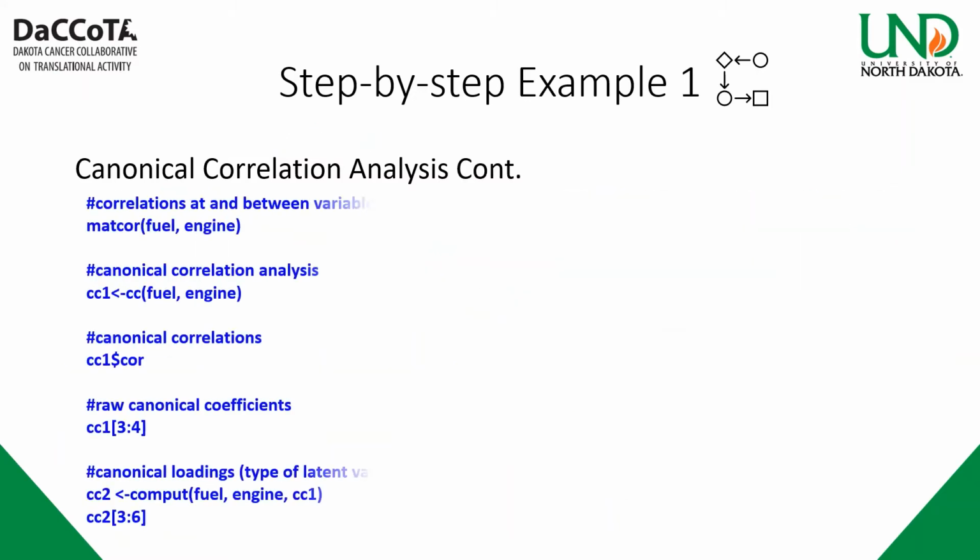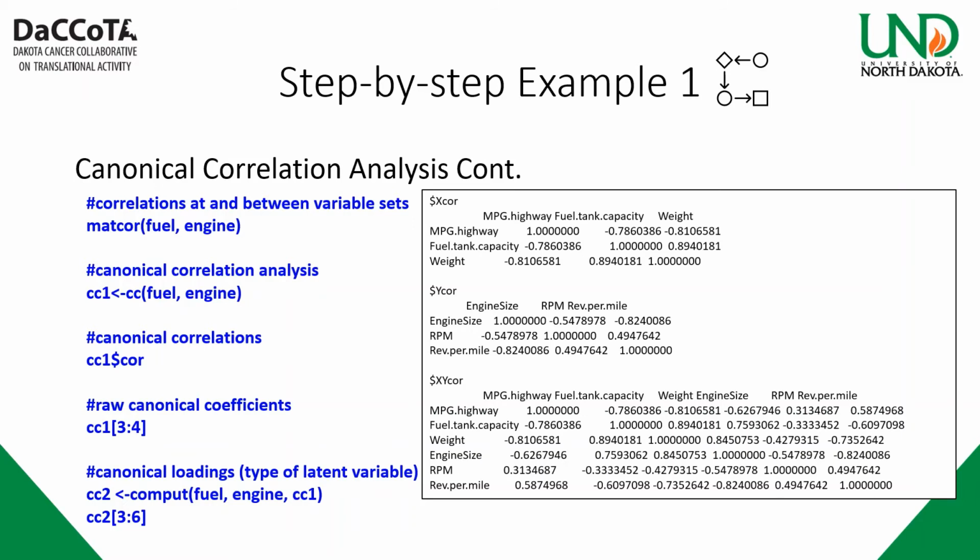All right, let's get into our correlations. We're going to start with some correlations within and between variable sets here. So we can use matcor. This is just a bunch of correlations. We can do this with the function cor as well. So there's correlation between X, Y, and then X and Y. It gives us things we've already seen in visual form. Weight is highly correlated with miles per gallon, unsurprisingly, and so on and so forth.